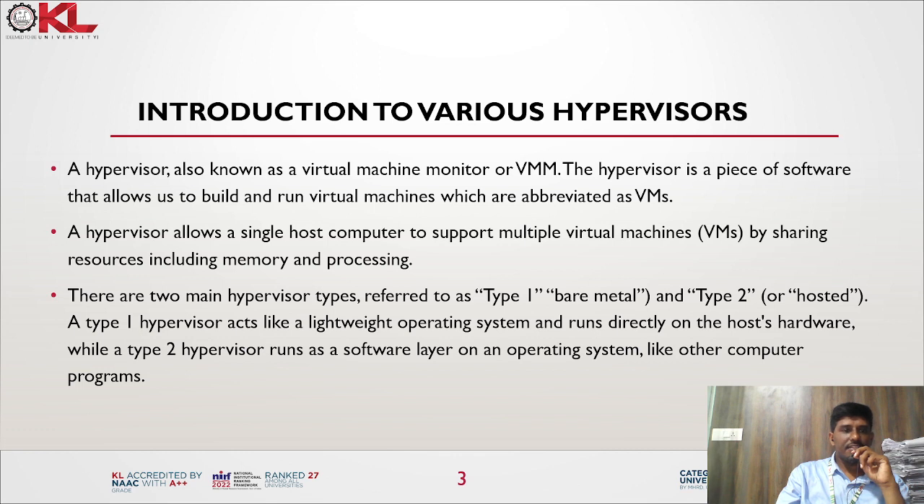The third point is there are two main hypervisor types referred to as type 1 bare metal and type 2 hosted. A type 1 hypervisor acts like a lightweight operating system and runs directly on the host's hardware, while a type 2 hypervisor runs as a software layer on an operating system like other computer programs.